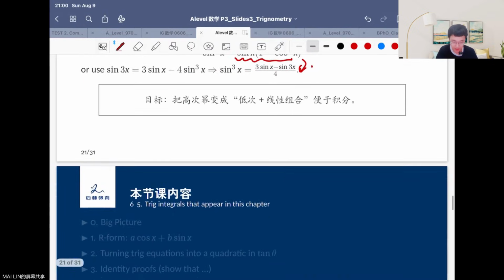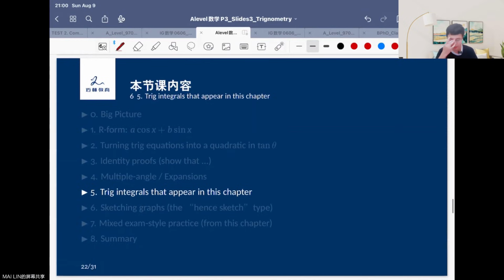That is it. Okay, that's it for today's lesson. I hope you can truly understand multiple angles and expansions. They're very easy, but also very important to us.